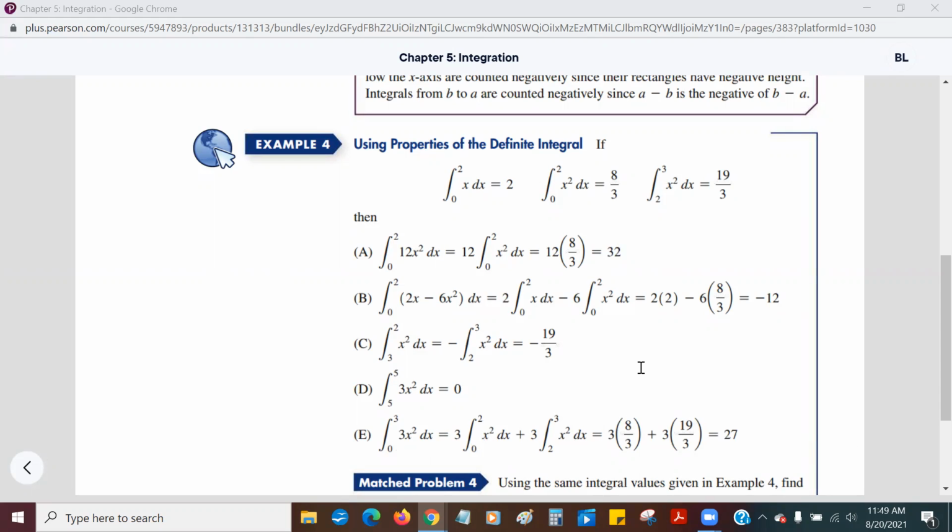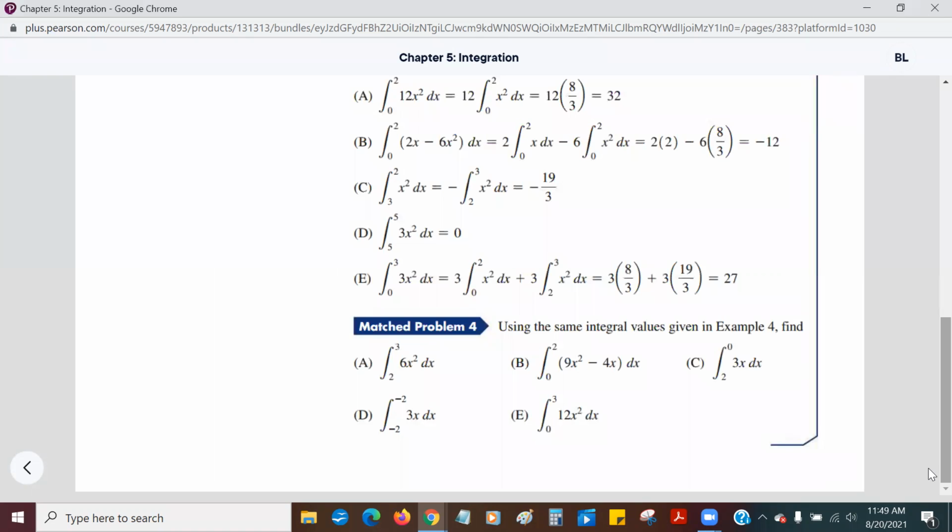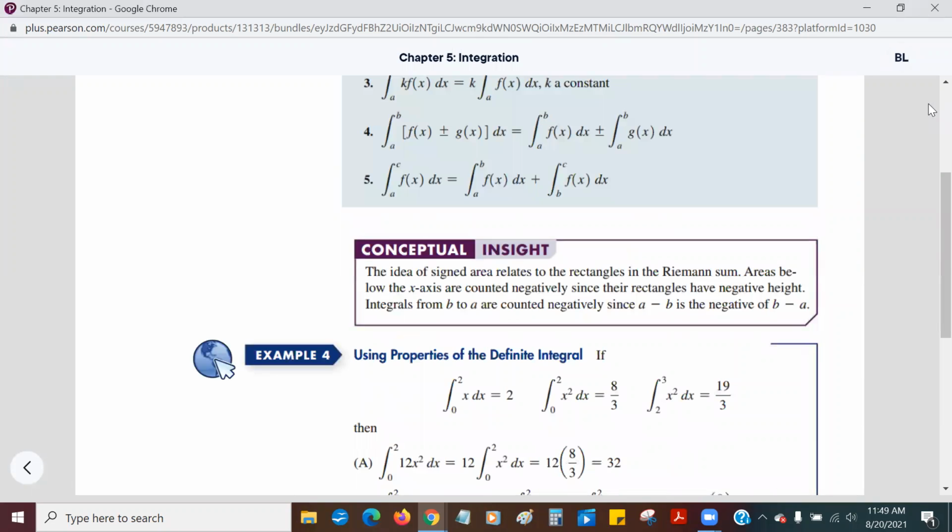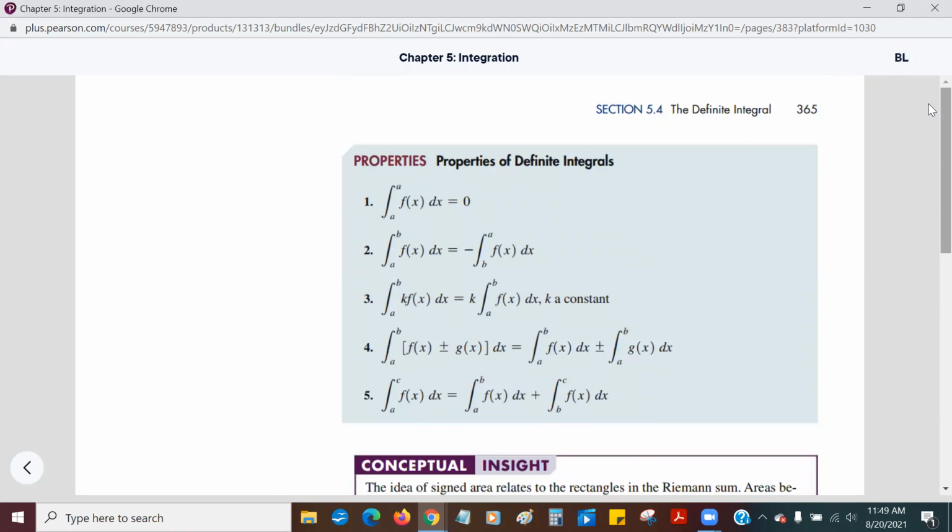And that's how I'm using properties. So in other words, I don't have to reinvent the wheel. Once I know these 3 facts, I can use them to figure out all these different complicated integrals. Without doing any new original work, all I'm doing is adapting what we already had. Well, that's the end of 5.4.